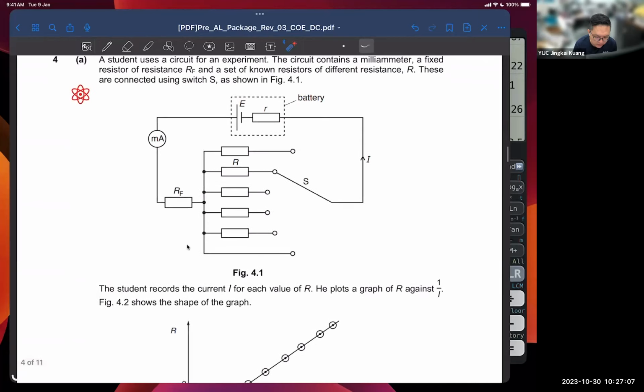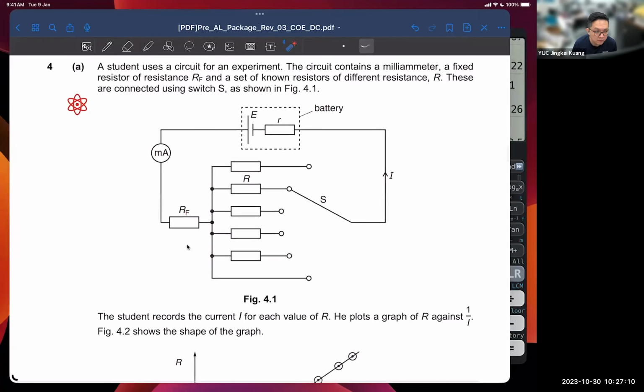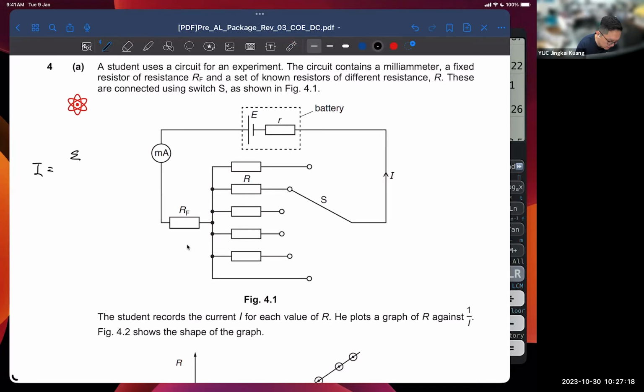But here, the only equation you can form is in terms of your total resistance, current, and EMF. So we know that current is equal to EMF divided by, let's use the original E, E over total resistance here. For any path, the total resistance is this. So I equals E over total resistance, which is r plus RF plus whatever variable R you give it. Like that.